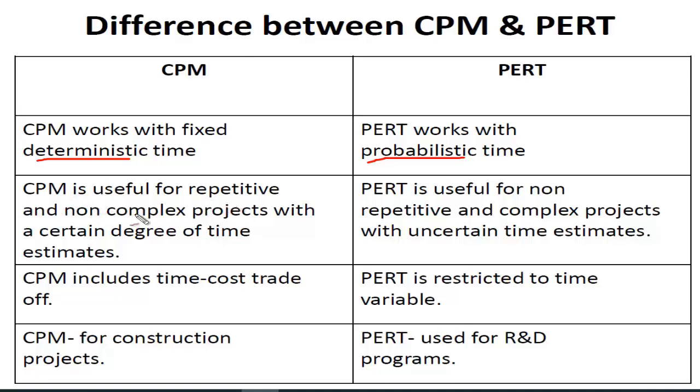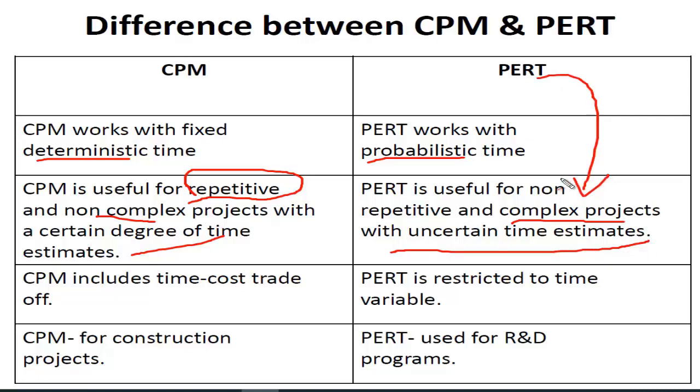If it is for repetitive, non-complex projects where we already know the time estimates, it's not that complex and it has already been done, a repetition of a previous project, then CPM is okay. PERT is used for non-repetitive, one-time projects, something we are just doing right now, kind of a research project. If it's a complex project and time estimates are uncertain, we don't know exact times, then PERT is going to be helpful.